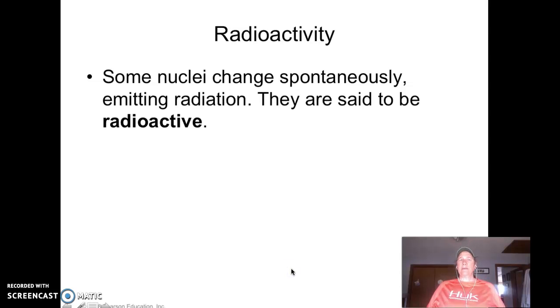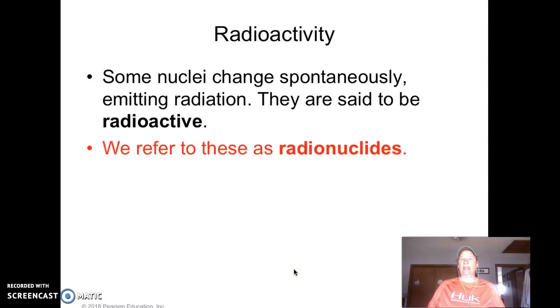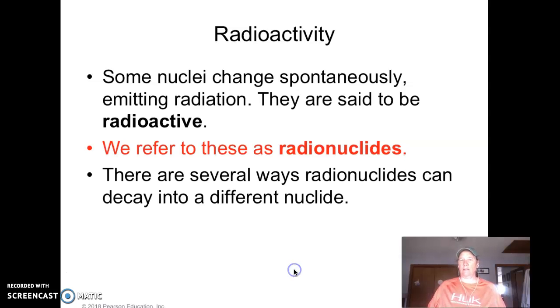So sometimes what happens is the nucleus changes spontaneously, when something happens with the neutrons, and they will emit radiation. And so they're radioactive. You can tell on the periodic table which elements are radioactive. They have a little symbol by them. When they change spontaneously and start emitting radiation, they're called radionuclides. And there's several ways a radionuclide can decay.